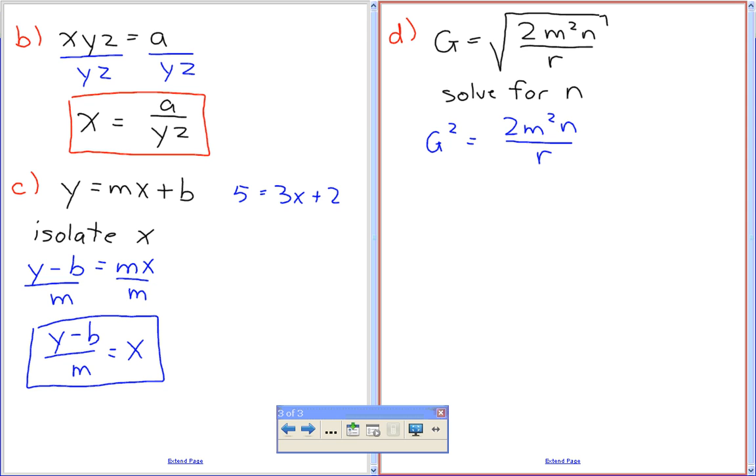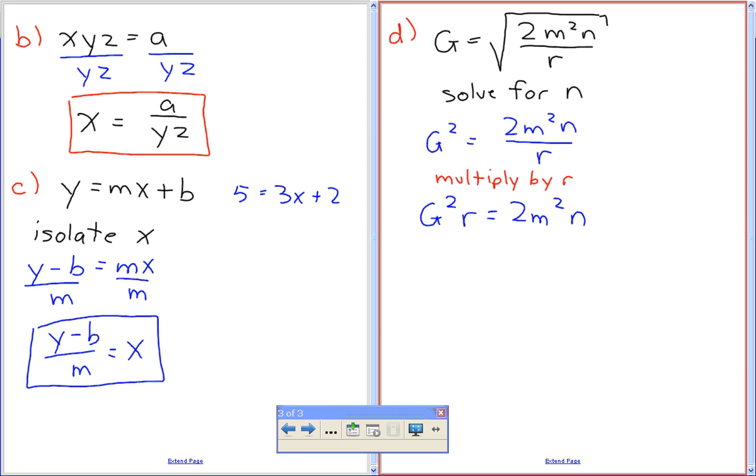Okay. I want to get n by itself, so there's many things I can do. Chris, give me one thing I can do, please. Well, right now you can take away the over r by multiplying it by g squared. Good. So what happens here is it's divided by r. Remember, we don't like fractions, right? So in order to get rid of a fraction, you just multiply by that fraction. So that's going to be g squared r equals 2m squared.